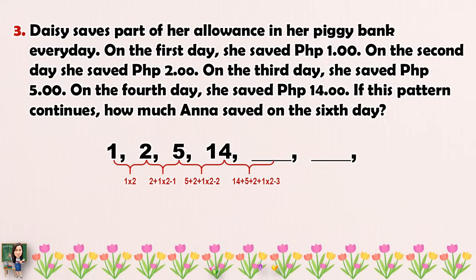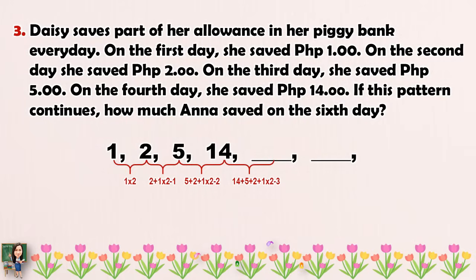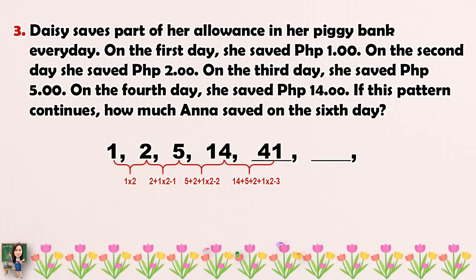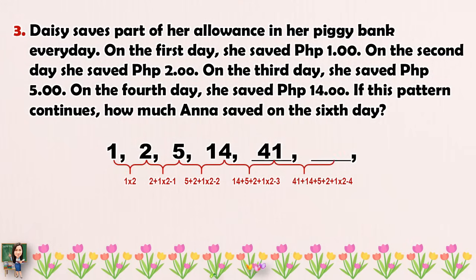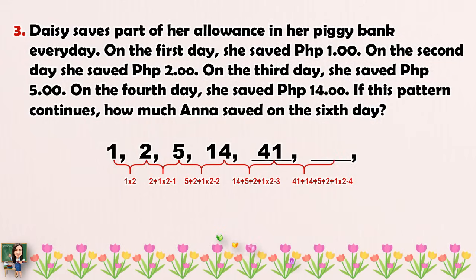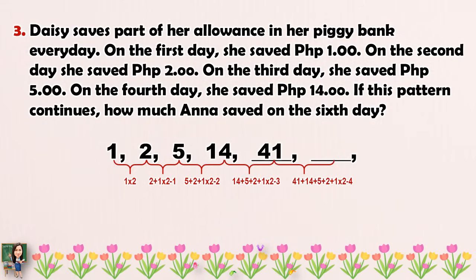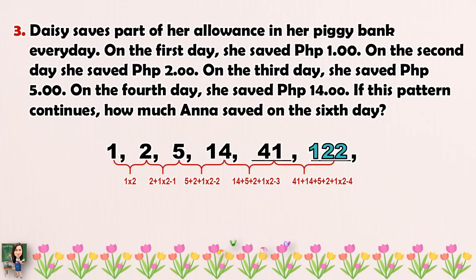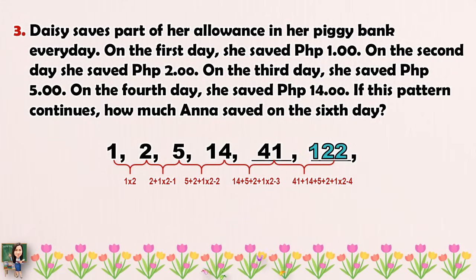Next, 14 plus 5 plus 2 plus 1 equals 22, times 2 equals 44, minus 3 equals 41. And 41 plus 14 plus 5 plus 2 plus 1, times 2, minus 4 equals 122. You see in this pattern, we add all the previous terms and multiply by 2, and each term is subtracted by 1, 2, 3, and 4.